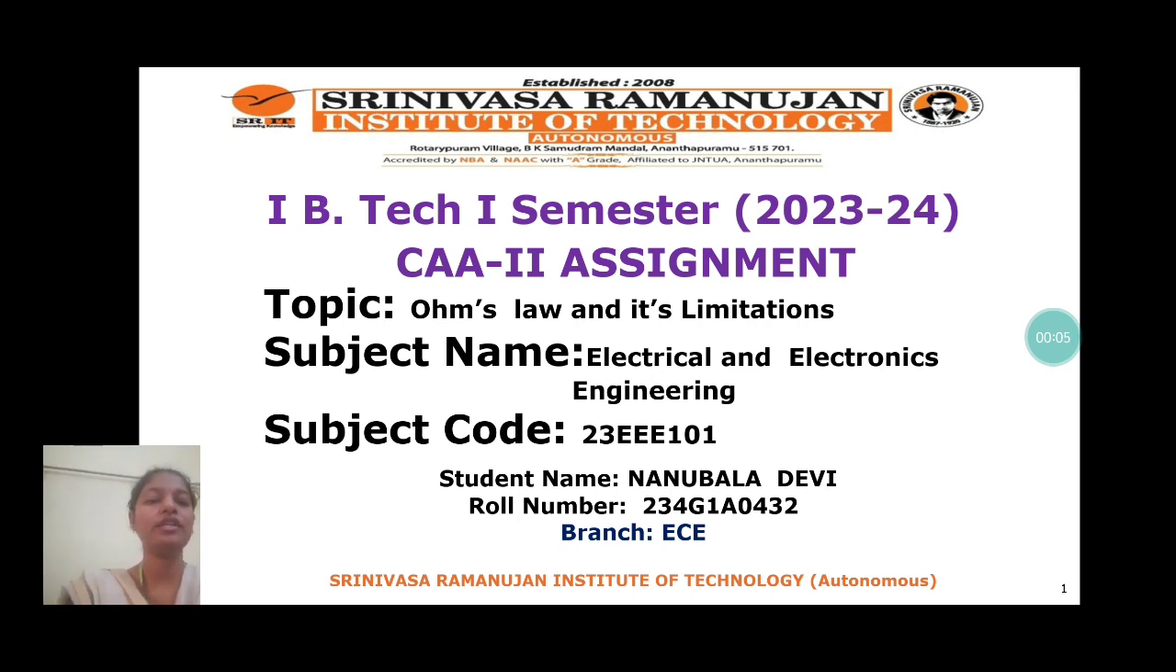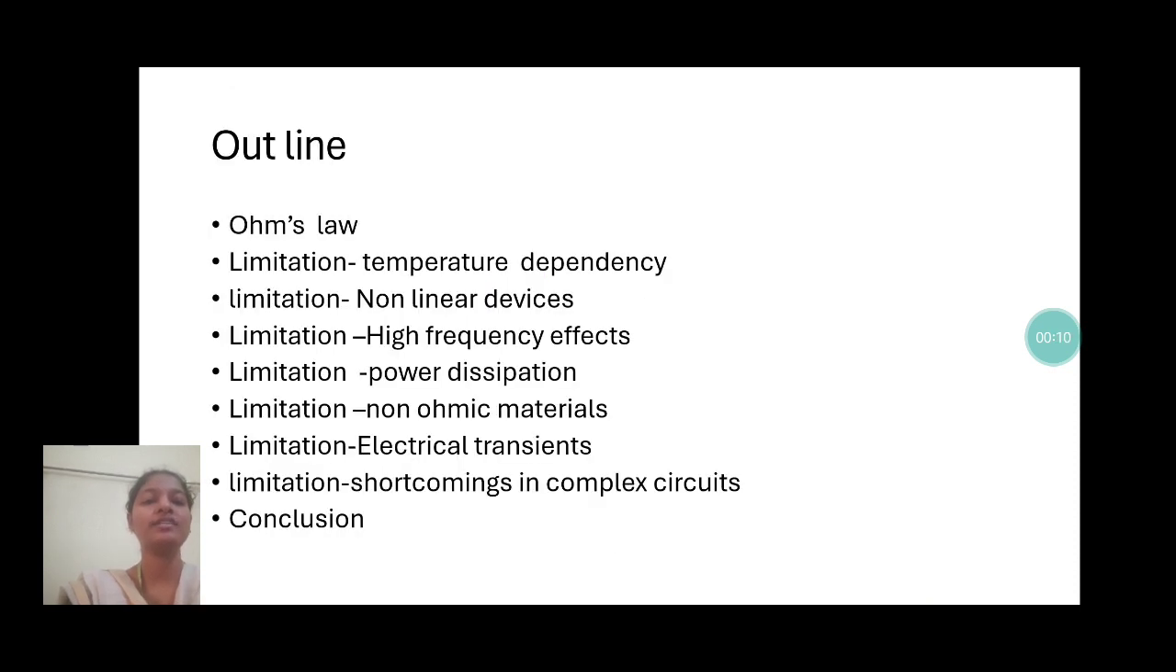Today, I am going to tell you about Ohm's law and its limitations. In this topic, we first discuss Ohm's law, and the limitations are temperature dependency, nonlinear devices, high frequency effects, power dissipation, non-ohmic materials, electric transients, and shortcomings in complex circuits, and finally we go through the conclusion. First we discuss Ohm's law.